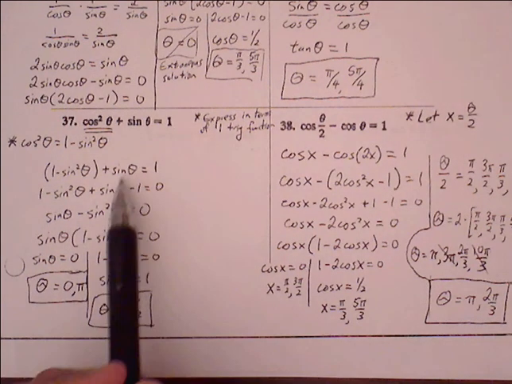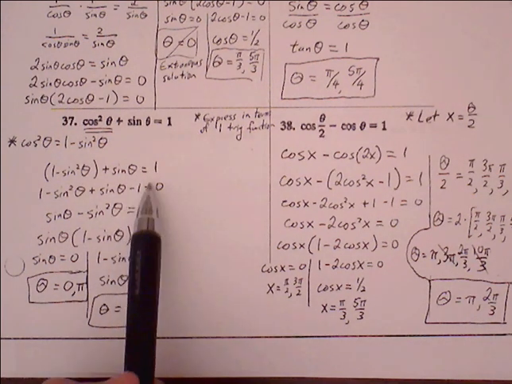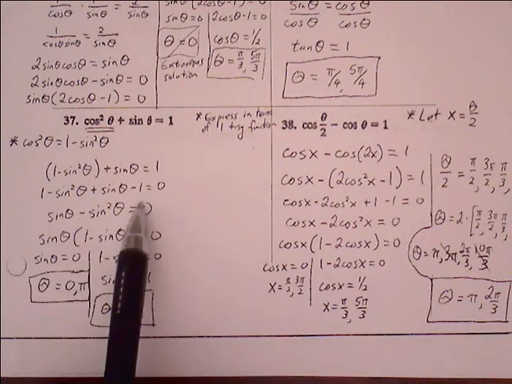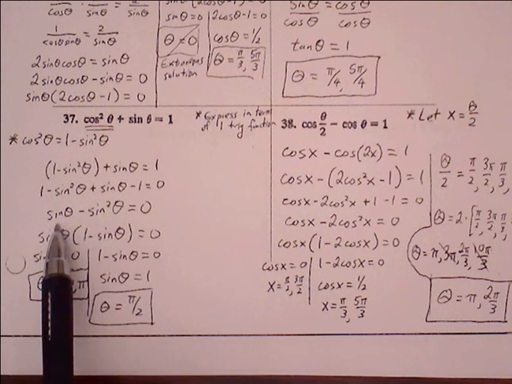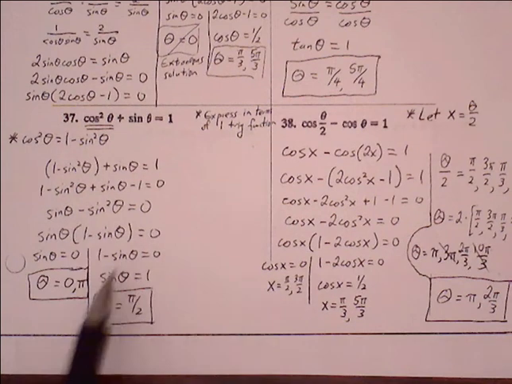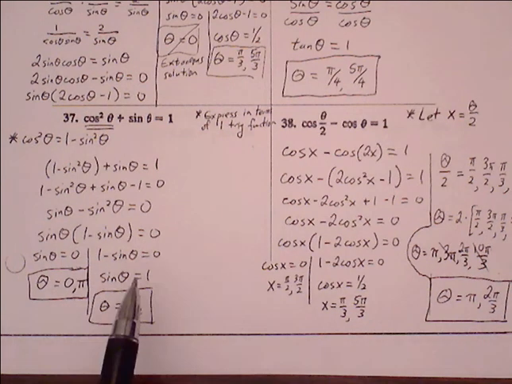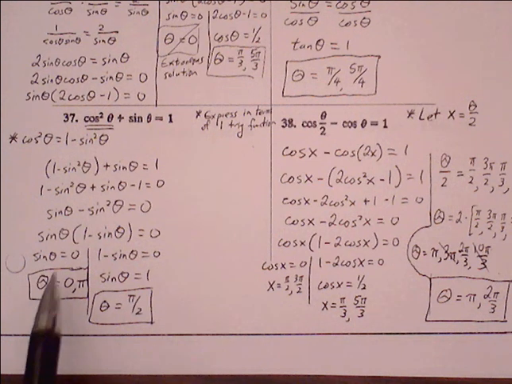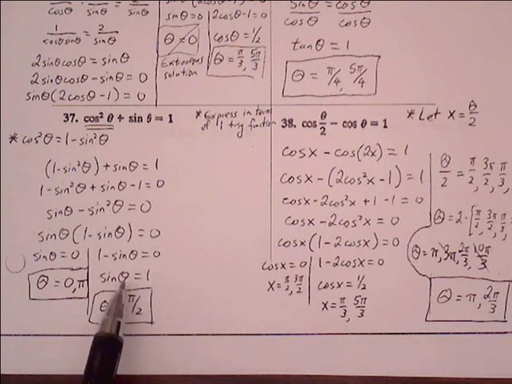And we're going to bring everything over to one side. Subtract 1 from both sides. The 1's cancel out. We can factor out a sine theta, and we get sine theta times 1 minus sine theta is equal to 0. Set both equal to 0. We get sine equal to 0, and 1 minus sine theta is equal to 0. Sine is equal to 0 at 0 and pi, and sine theta is equal to 1 at pi over 2.